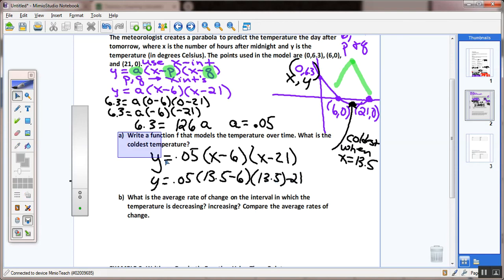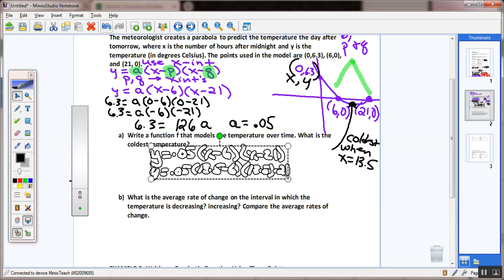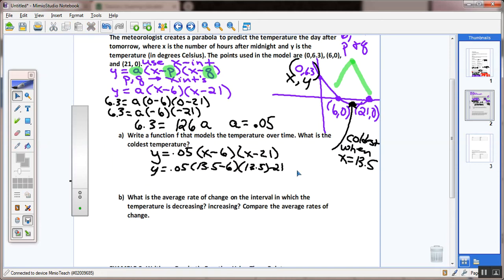All right, who has a calculator handy for me right now? Anyone have a calculator handy for me? I need someone to do 13.5 minus 6 for me.